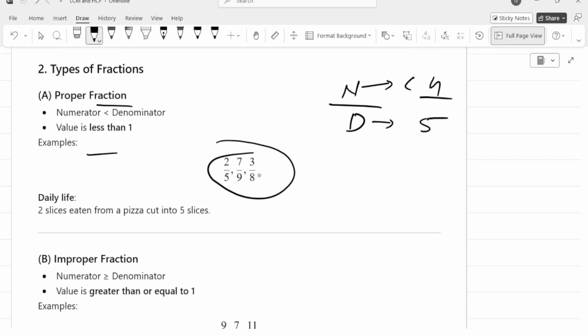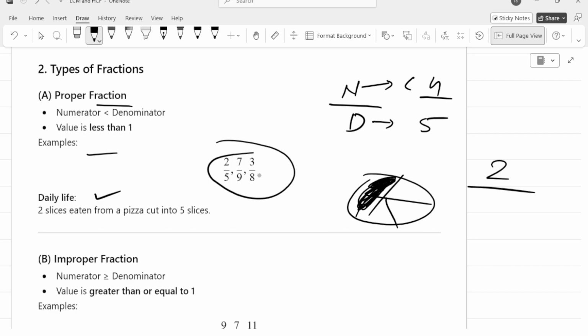Daily life example, that is very important. 2 slices eaten from a pizza cut into 5 slices. Total pizza is a round shape. We divide it into 1, 2, 3, 4 and one more part, 5. And 2 slices are eaten. So how many parts are remaining? 1, 2, 3. So 2 parts are already eaten out of 5 total parts, so we say 2 upon 5 in fraction.